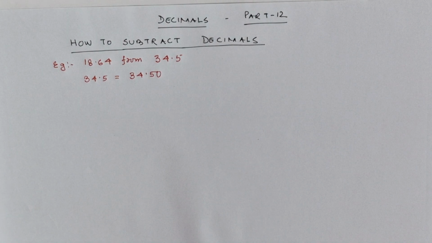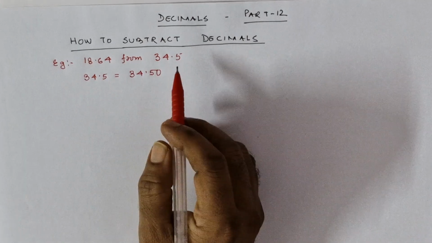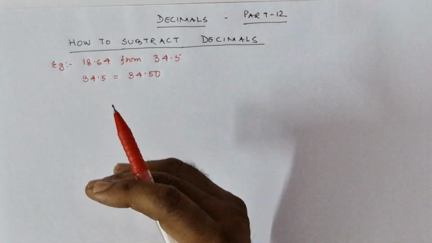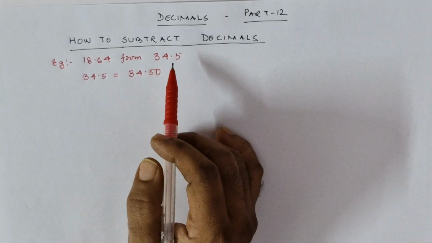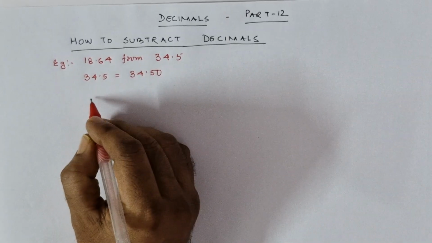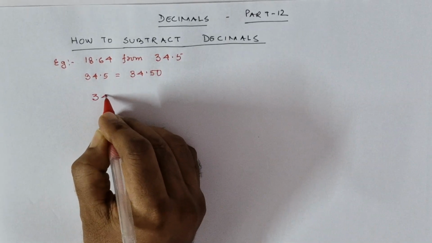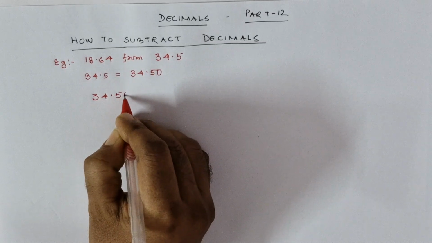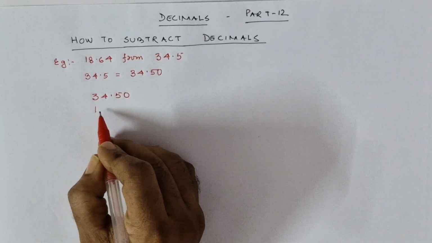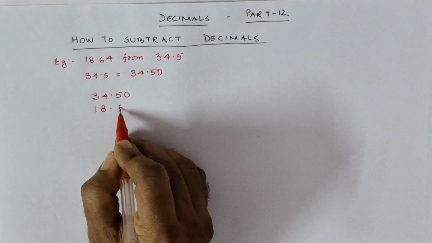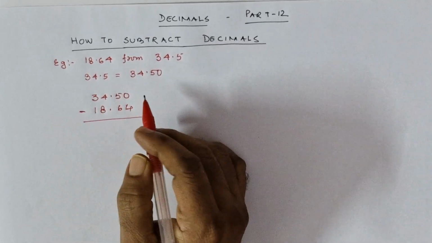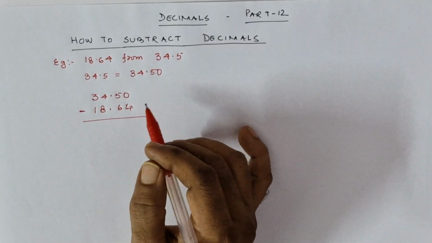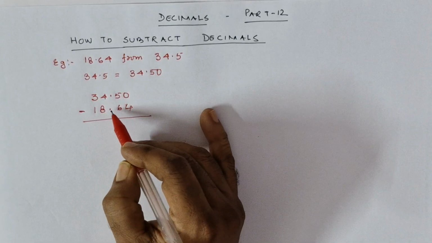Now write the bigger number above and the smaller number below. But do not forget to align the decimals. So 34.50 minus 18.64. See, now they have been converted into like decimals and the decimals are aligned.